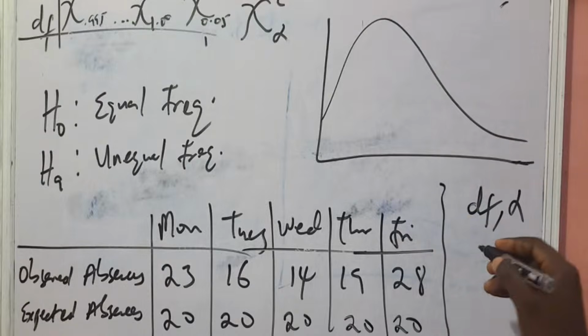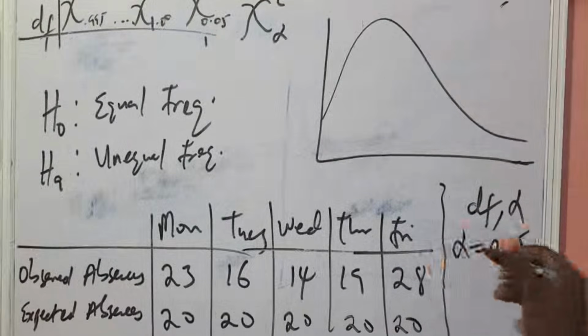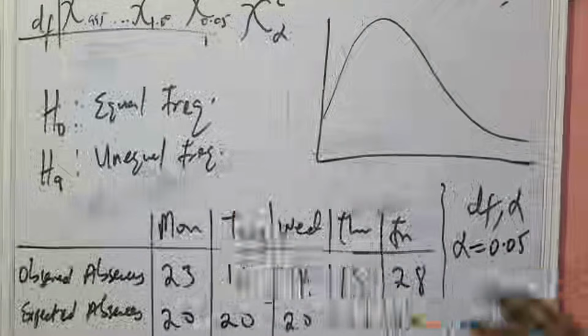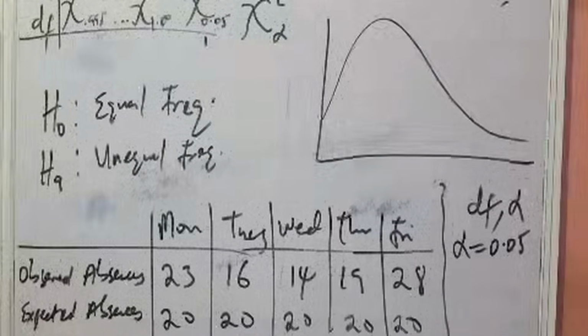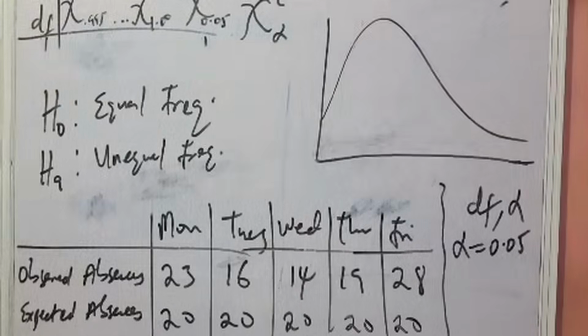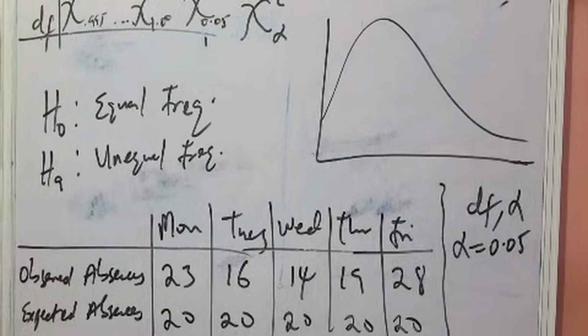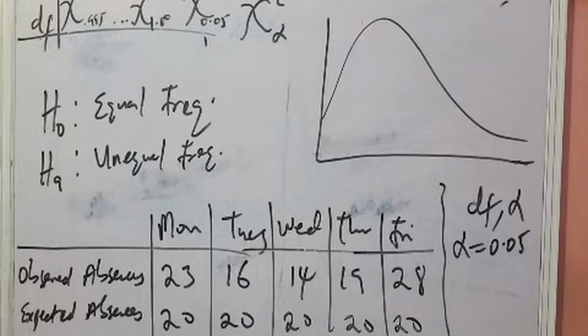Now, for this question, you are told to take your alpha value to be 0.05. And you can observe, how many categories do we have here, guys? Can I get some response in the chat box? How many categories do we have based on what we have right here?